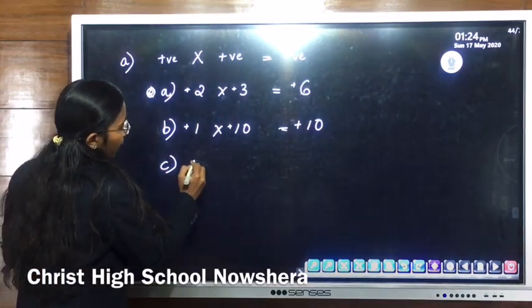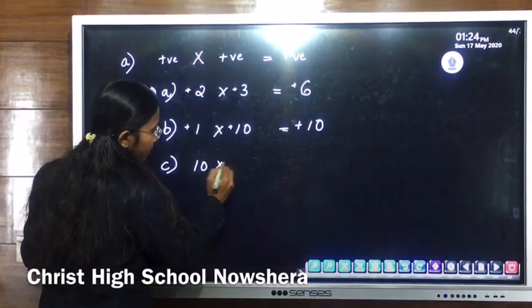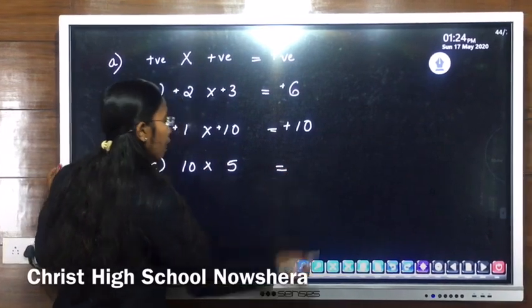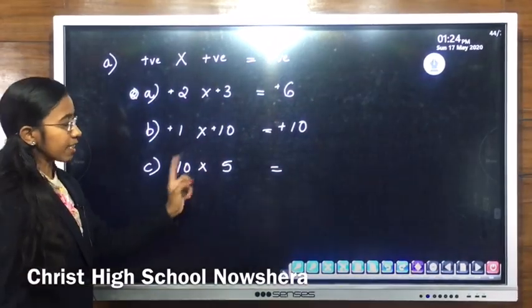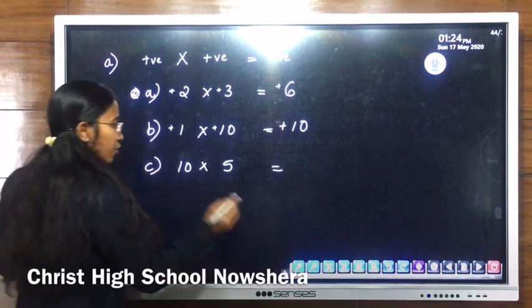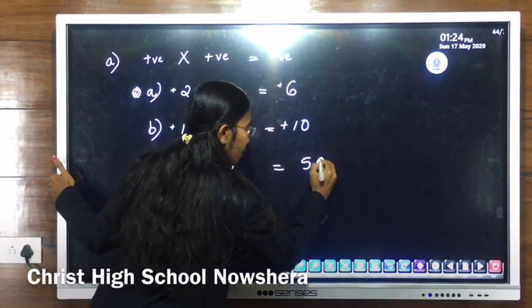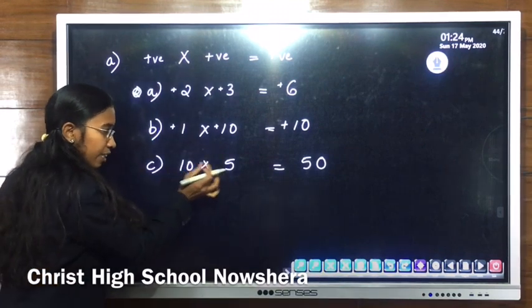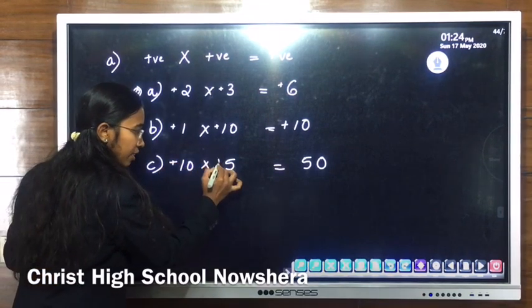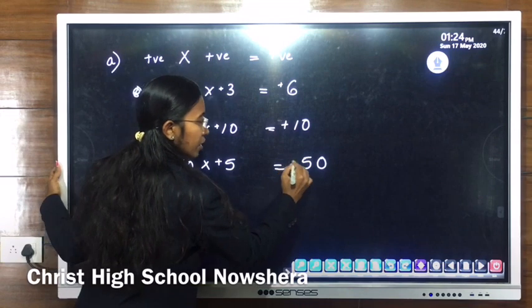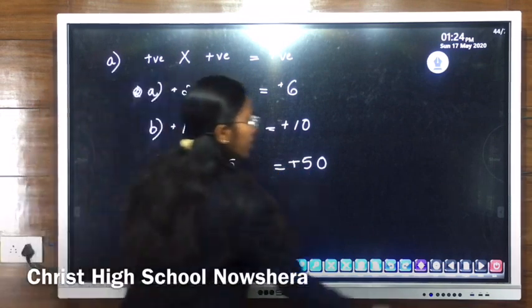Another one. 10 into 5. Here also both numbers are positive only. So we multiply the numbers. 10 into 5, the answer is 50, and the sign: 10 and 5 are positive, so our sign is also positive.